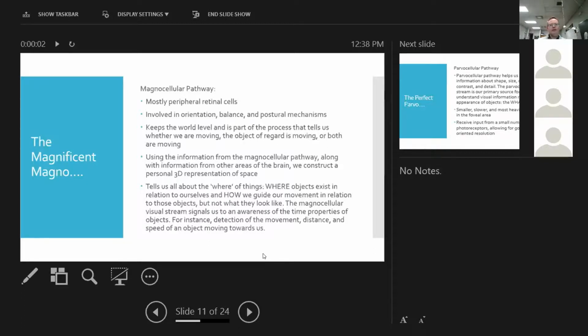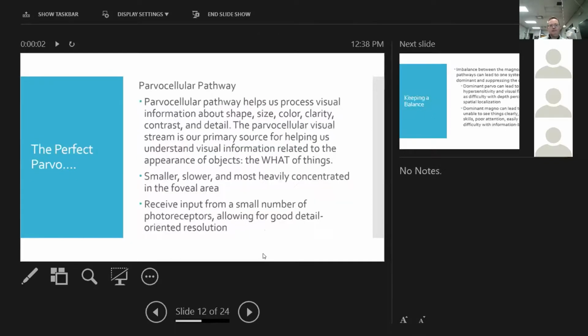Using the information from the magnocellular pathway along with information from other areas of the brain, that's how we get our 3D construct of space, okay? It is where it's going to regulate how we guide our movements, how we get all the signals that we need: time, distance, and speed of that object, whether it's going away from us or coming towards us. So if you think about a baseball player, he's looking at the ball, he's wanting to make that ball clear, but it takes that magnocellular system of where that ball is in space as it's coming towards him to coordinate the effort of convergence and accommodation to get that ball to be clear.